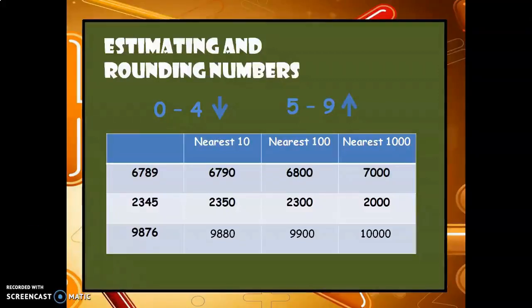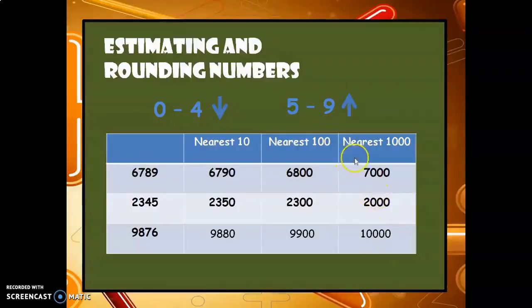Why is it 10,000 here? You have to round it to the nearest 1,000, so the thousands place here is digit 9, but the reference digit is the hundreds place. So you have to add 1 to the thousands place. That's why the answer there is 10,000. So those are the rules on rounding numbers to the nearest 10, 100, and 1,000.